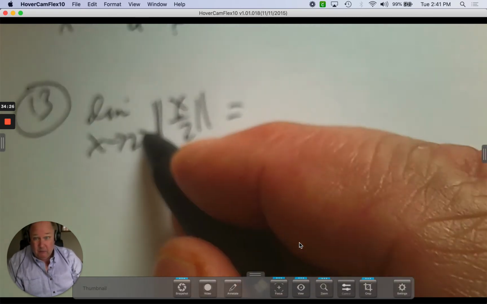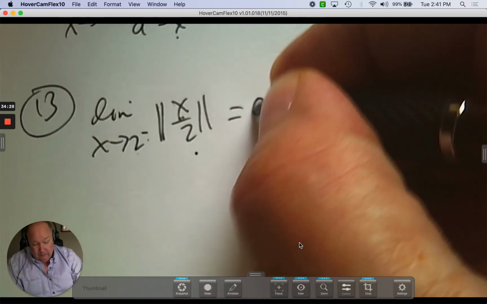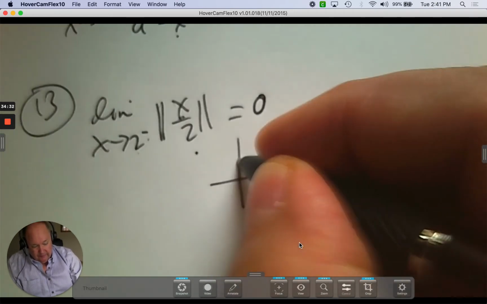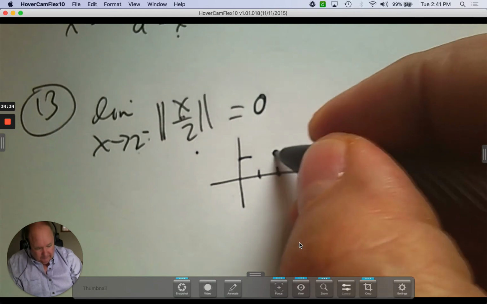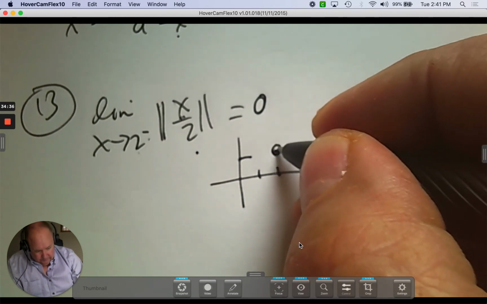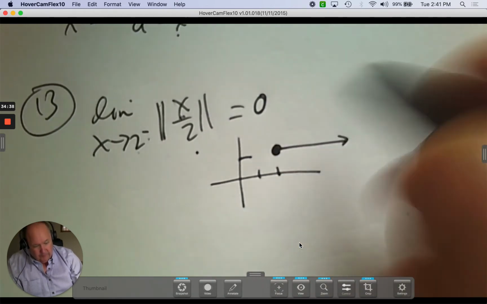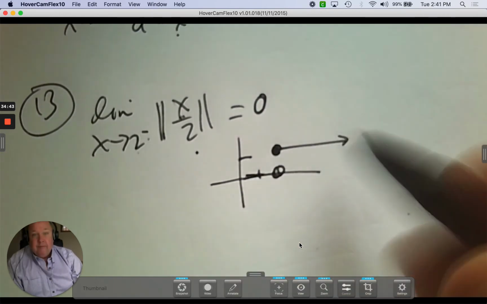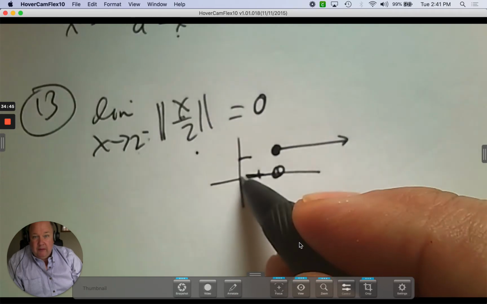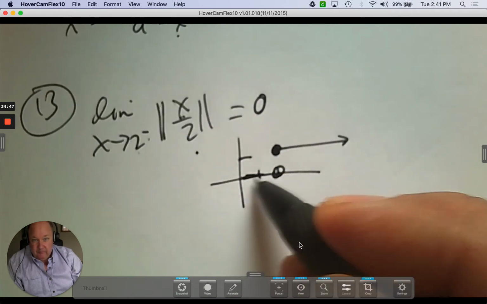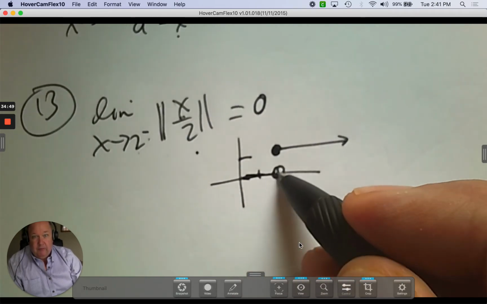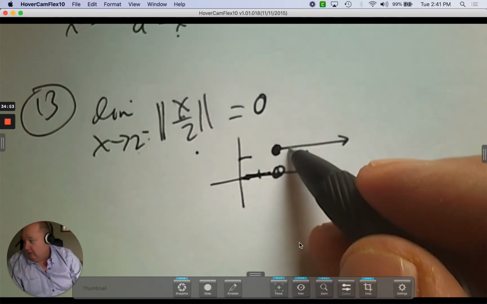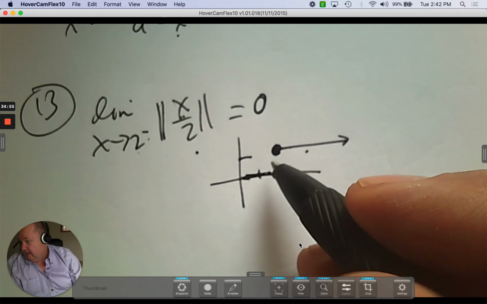So on the left, where did it come from? And the integer before the 1 is 0. So it kind of looks like this. At 2, it jumps up to 1. It'll be a hole. It's right here. This is where the hole would be. And then like that. So as you plug in numbers up to 2, the answer is 0. And then when you plug in 2, now the answer is 1. So the limit on the left is 0. On the right is 1.